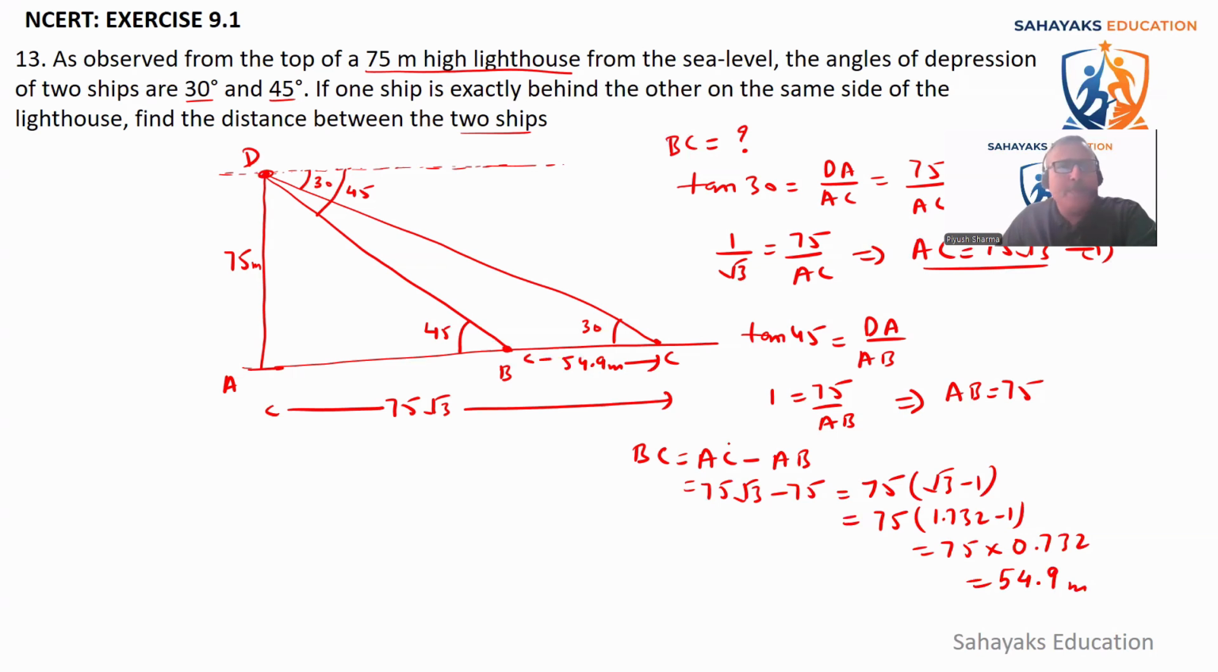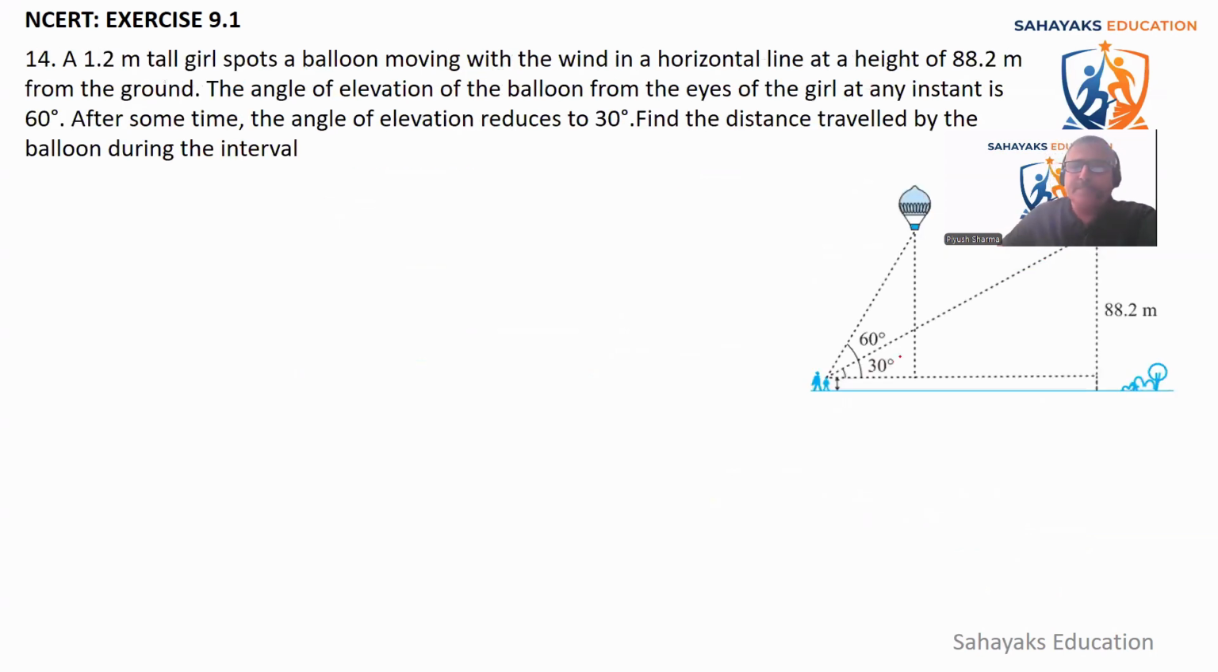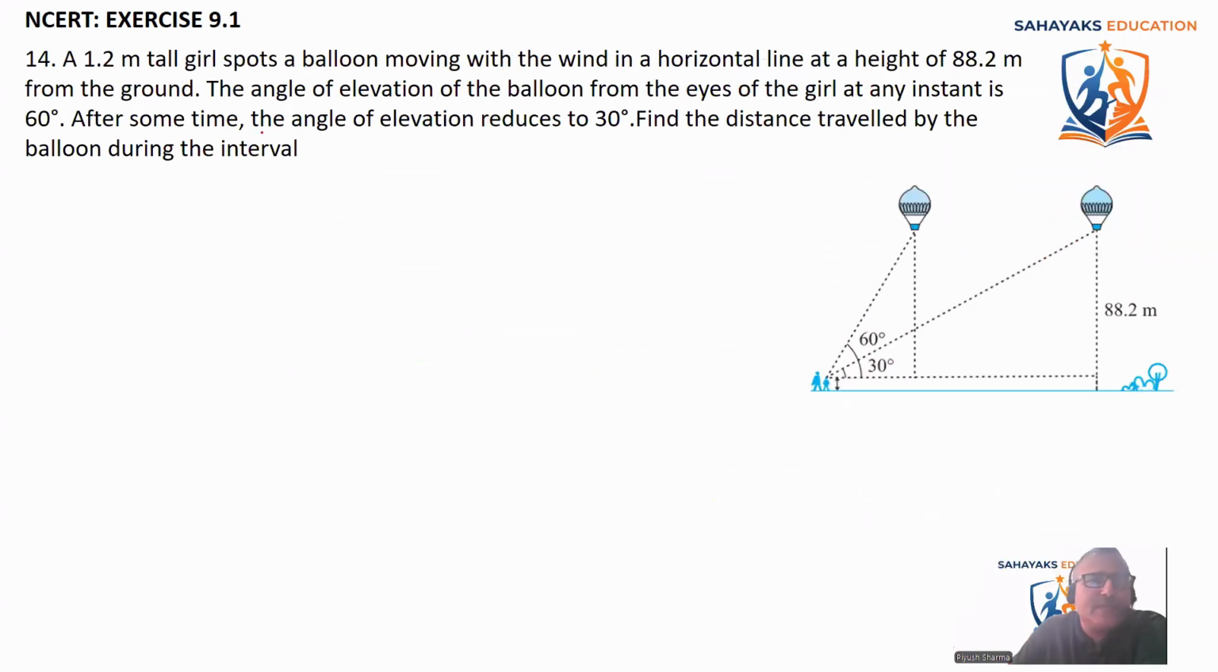Okay. So coming to the next question. Now in this question, the figure is already given. A 1.2 meter tall girl spots a balloon moving with the wind in a horizontal line at a height of 88.2 meter. So she saw a balloon which is moving at the height of 88.2 meter from the ground. So I'll just mark this as the complete height from the ground. From the ground, the height is 88.2.